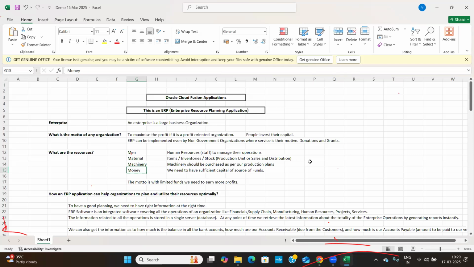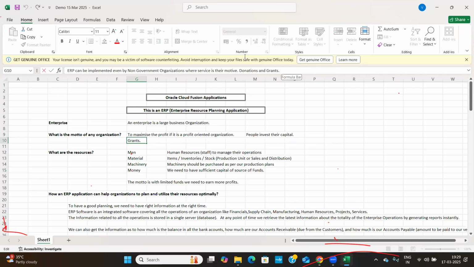Judiciously, you need to use it. The motto of any organization is to maximize the profits with a minimum amount. It is a profit-oriented organization and people invest their capital. ERP can be implemented even by a non-governmental organization where service is their motive. Donations and grants are the source of funds for them.